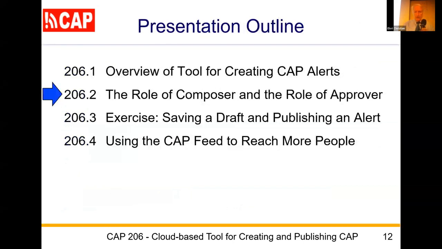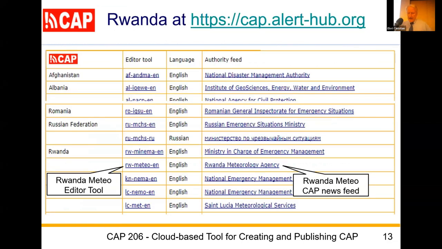Okay. I've talked a little bit about composer and approver, so let me just dive into that. I'm going to use Rwanda as an example of the cloud-based CAP editor in operational use. Rwanda Meteorological Agency, which I'll refer to as METEO, is responsible for sending out emergency alerts for disasters in Rwanda. And like most other alerting authorities have done for decades, METEO sends an alert as a text bulletin. They then disseminate it via email and fax. They make phone calls to local radio and television, etc.